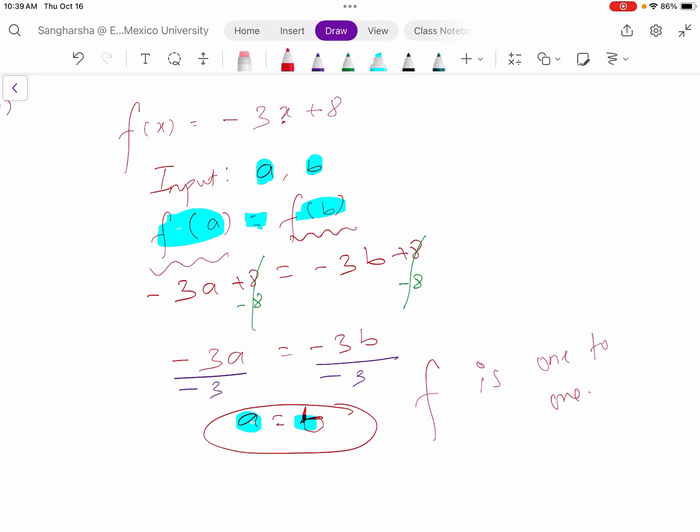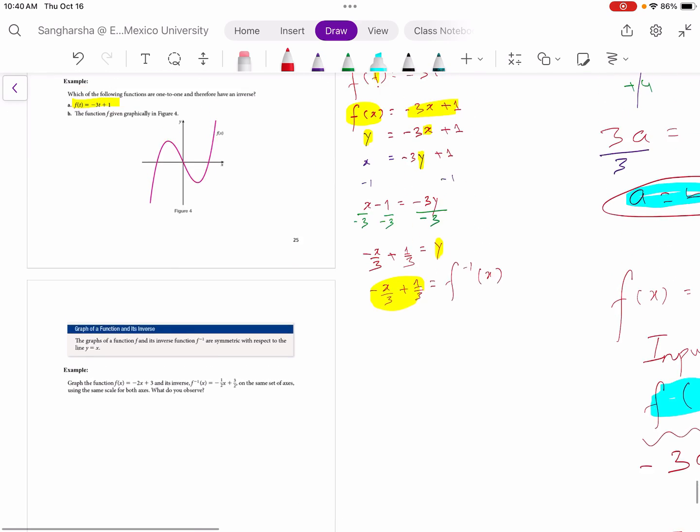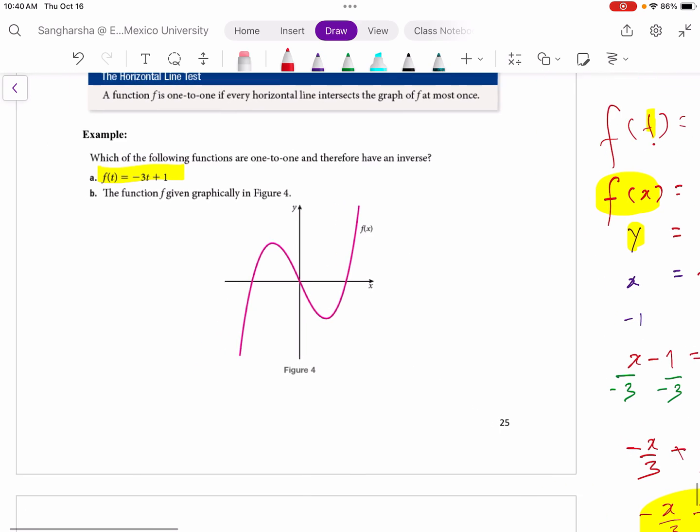And you will have one question where you will be asked to show whether a function is one-to-one or not. Now this is the algebraic method. We can also show a function is one-to-one or not using a graphical method. Next, we have to check whether this graph is one-to-one or not.